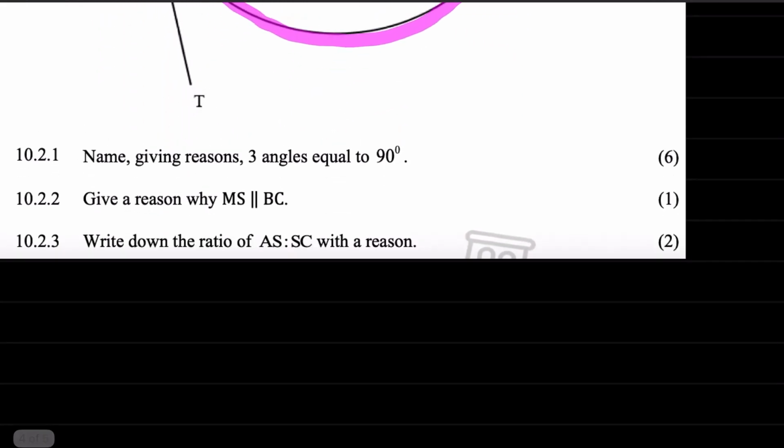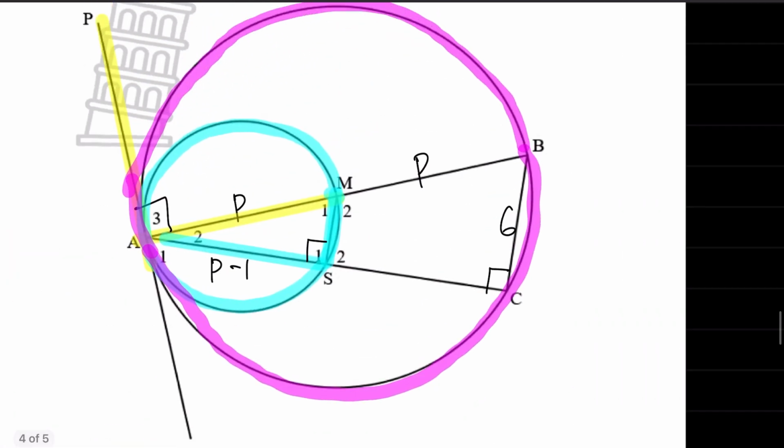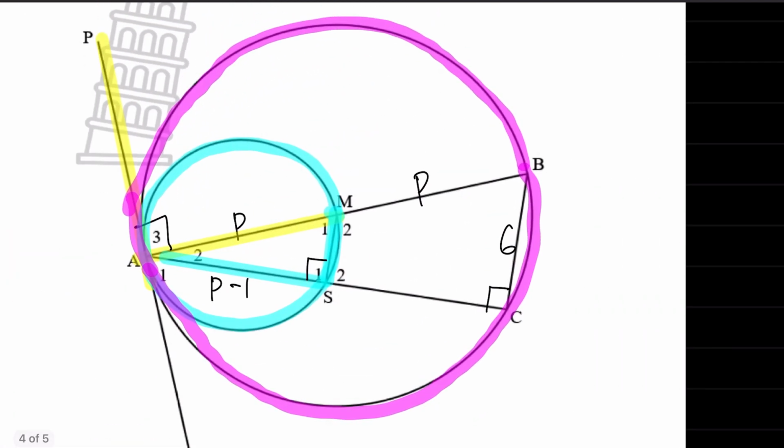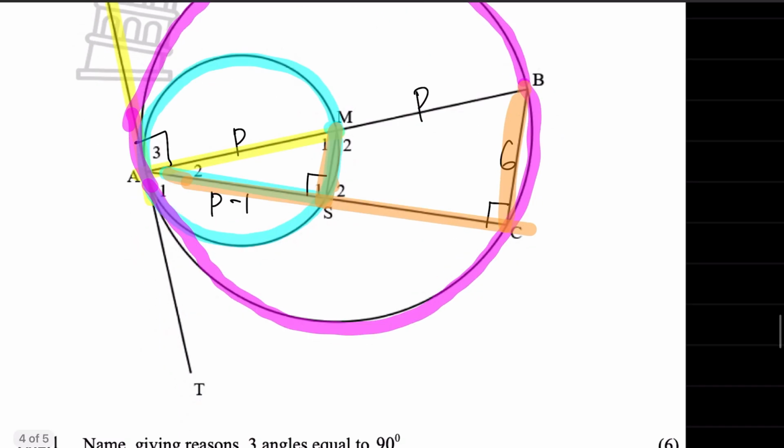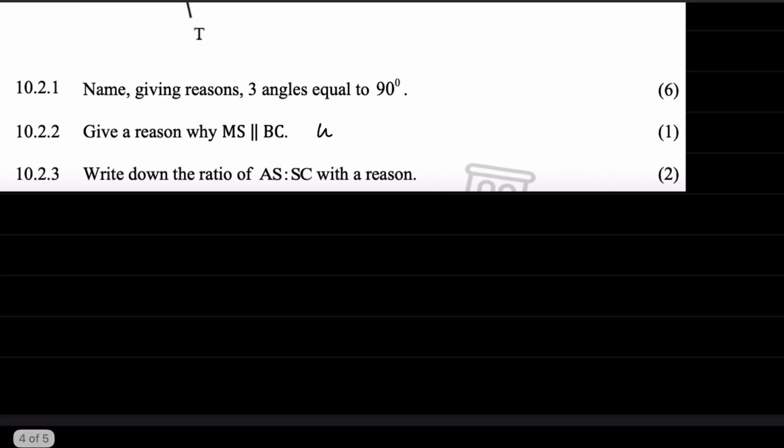10.2.2, give a reason why MS is parallel to BC. This is the question. Let's just look at where MS is. MS is this line right here, and BC is this line right here. Now we just worked out that S1 and C are 90. So we can join that and we're finding another letter F. So why are they parallel? Because they are corresponding angles. Okay.